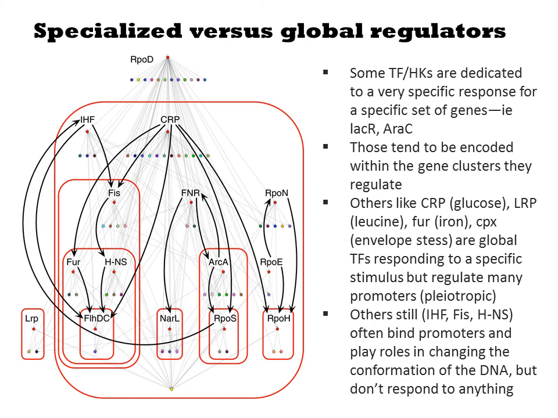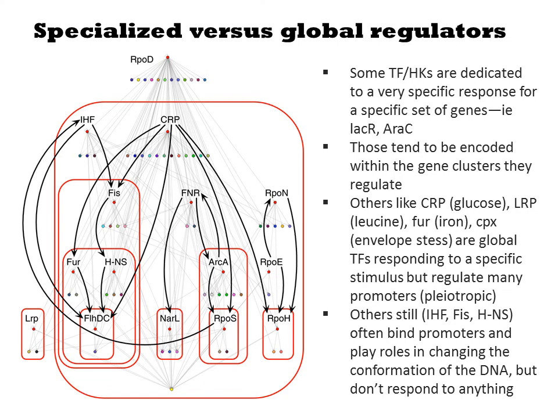There are also a number of pleiotropic transcription factors like CRP, which responds to glucose and other preferred sugars, Lrp, which responds to the hydrophobic amino acids like leucine, Fur that responds to iron, and so forth. In some cases, the stimulus is something specific, like iron, but there may be hundreds of genes that respond to the stimulus. In other cases, the stimulus is something more abstract, like envelope stress.